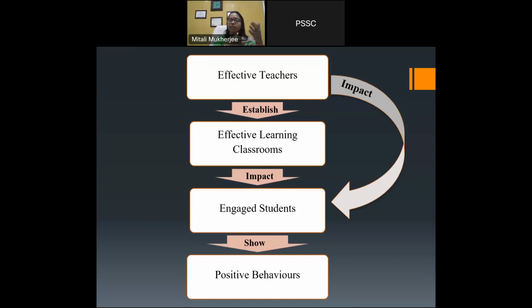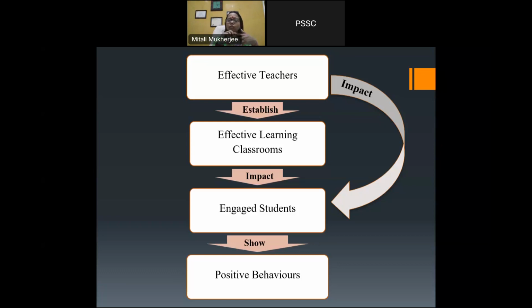And if the children are engaged, they will show you positive behavioral changes. For example, suppose you have a PTM in your class and the parent comes and says, teacher, my child watches a lot of television these days. Please help. Why do you think the parent comes and tells you this? Why does the parent not do things himself or herself? Because the parent has a lot of faith in you. The parent feels that the teacher can change the behavior of my child. That means teaching means change in behavior.